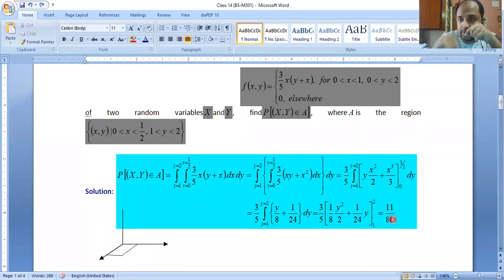So what does it do? What we have calculated is that 11 by 80 is the probability by which the pair of random variables capital X comma Y will take values from the region which is represented by this base. So that probability has been calculated over here. I hope that you are able to understand what I mean to say over here.